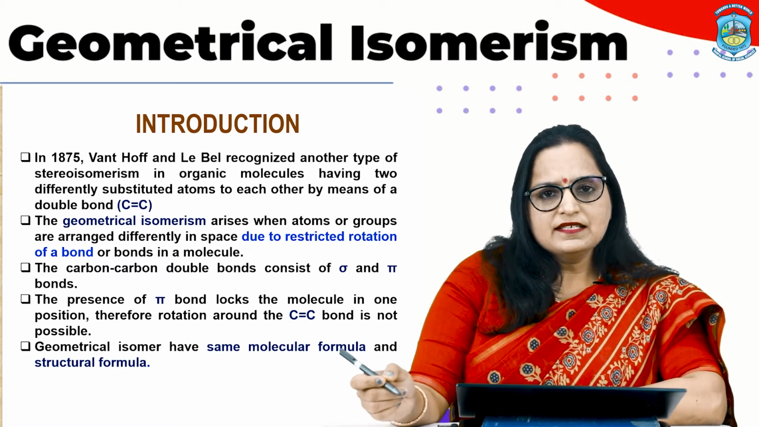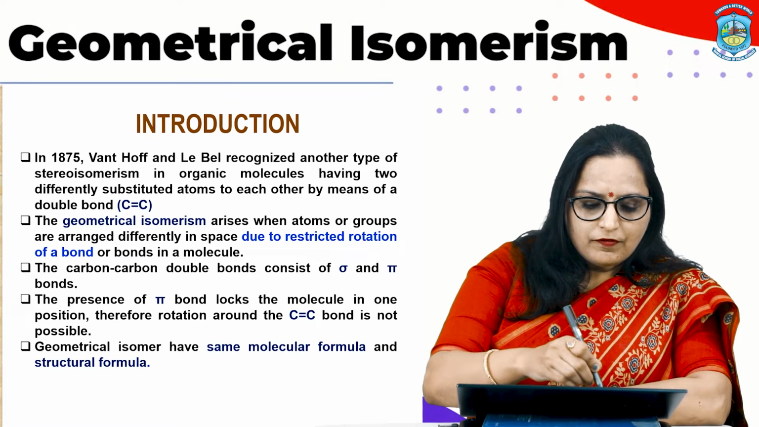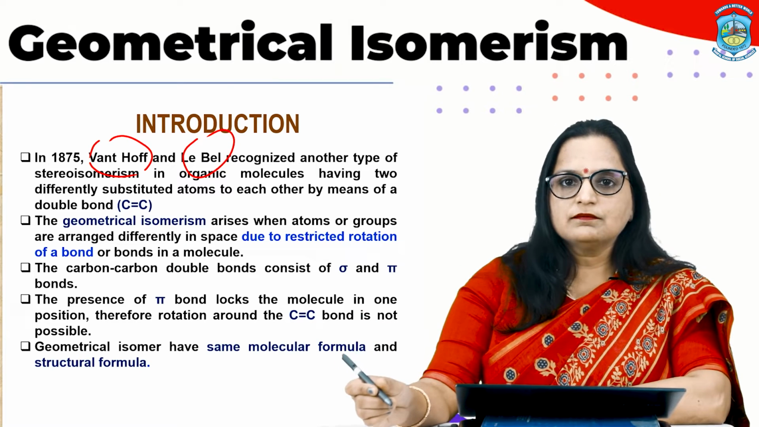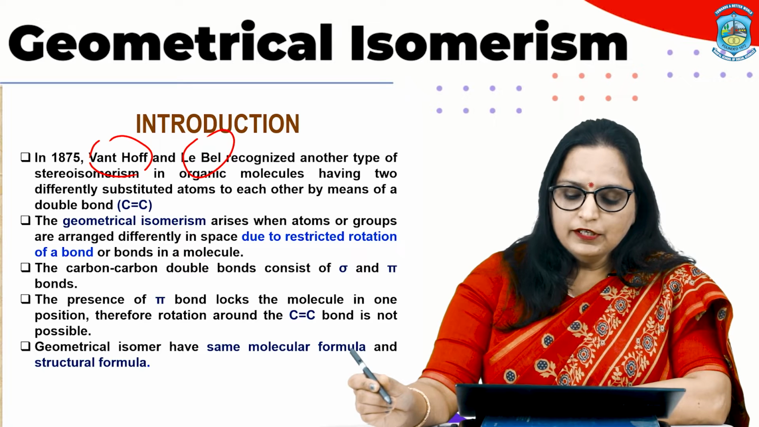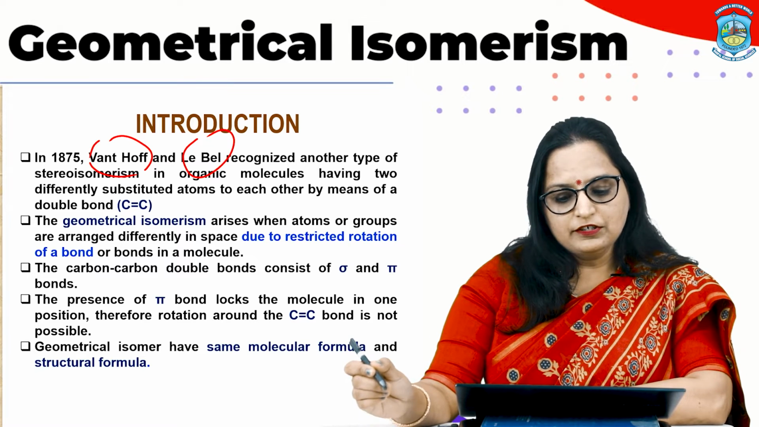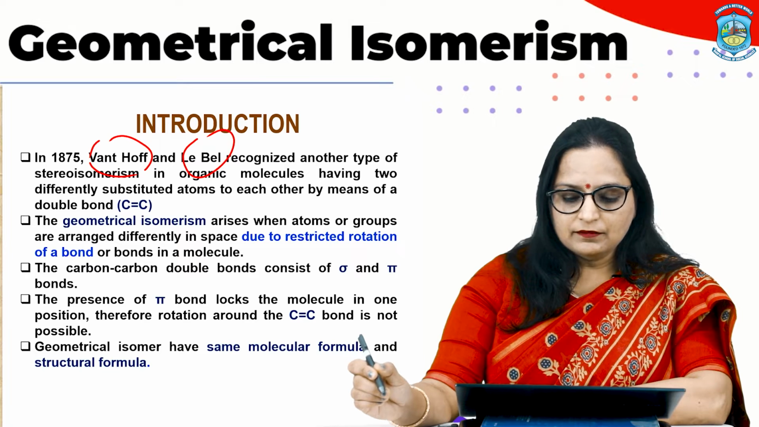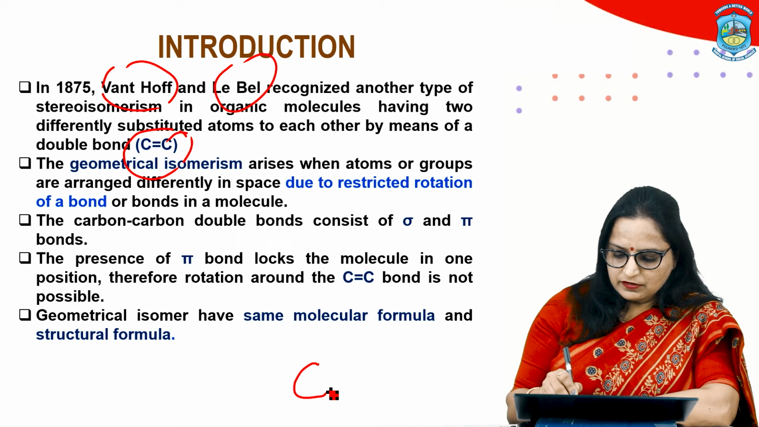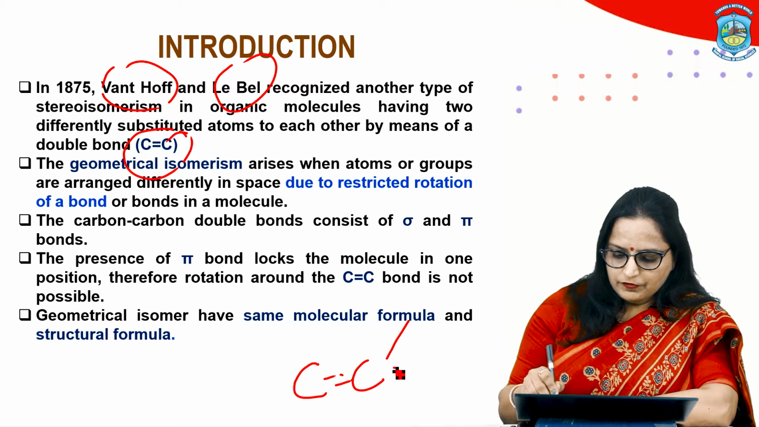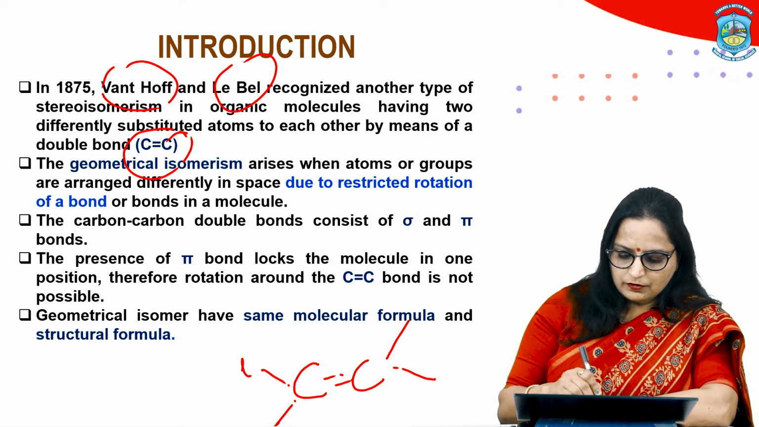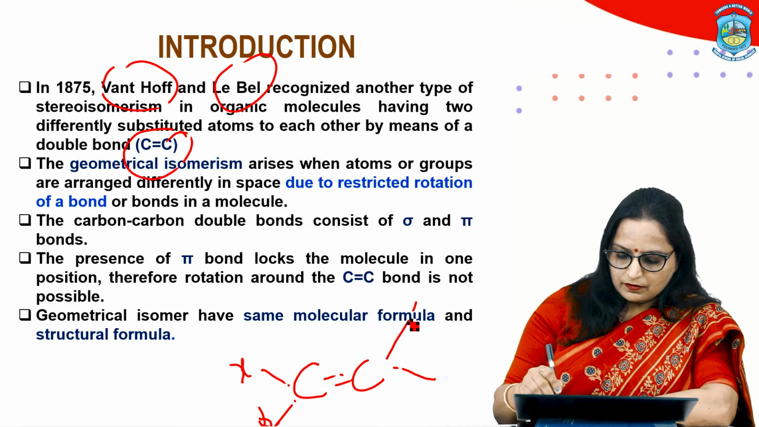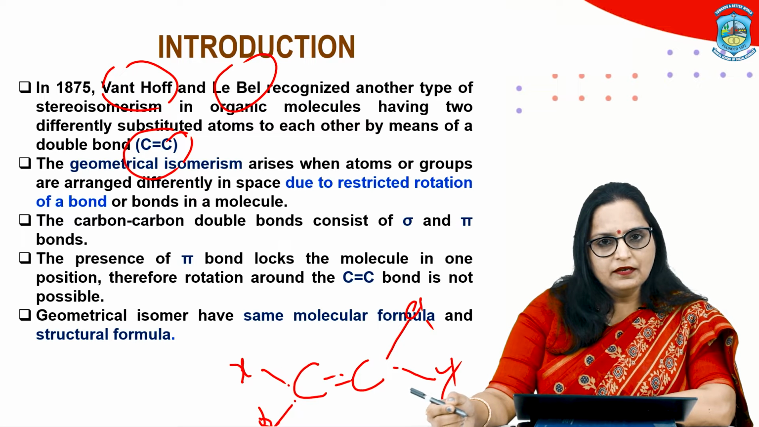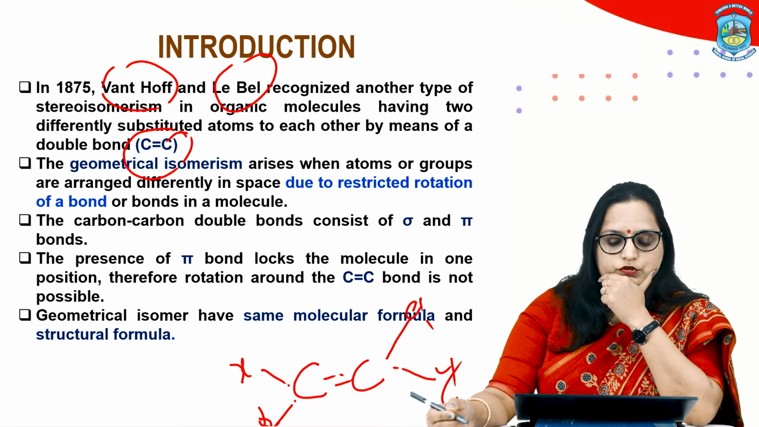In the year 1875, van't Hoff and Le Bel recognized another type of stereoisomerism in organic molecules which had different substituted atoms on a carbon double bond carbon. You can have a look at the structure, carbon double bond carbon with two different groups on it. Like this, they were showing a different kind of geometry, and that was called geometrical isomerism.